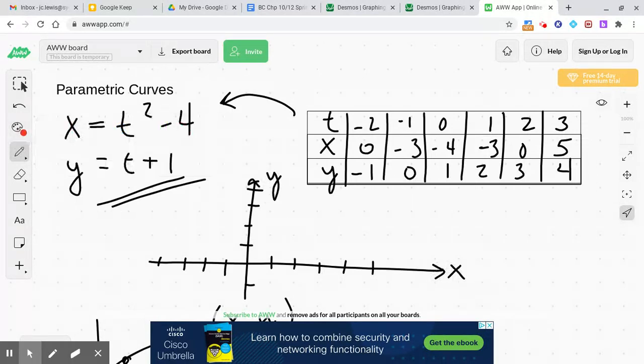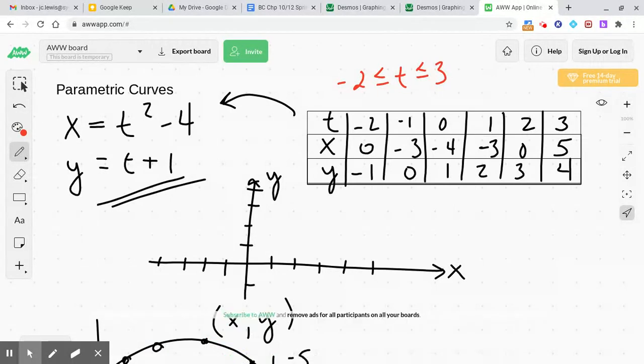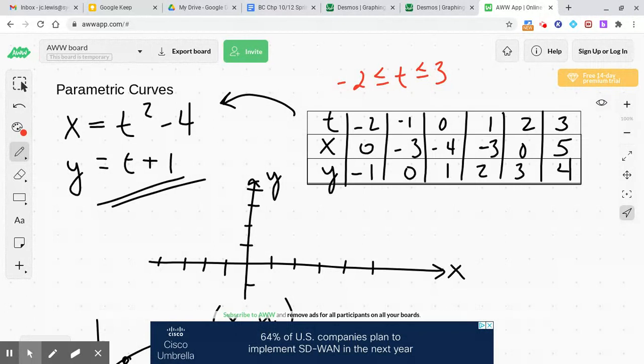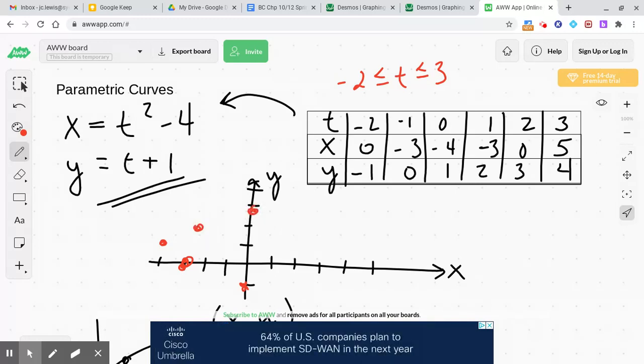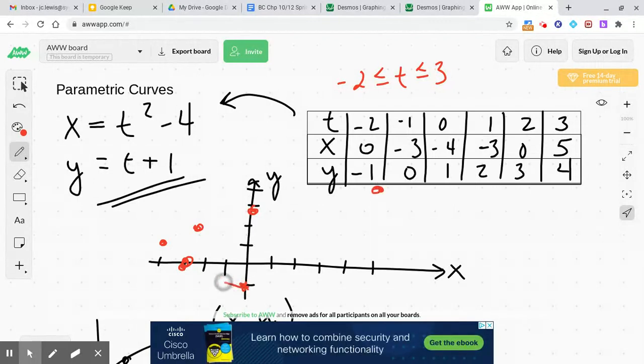So x and y, and we'll use maybe red. At time equals -2, and I chose an arbitrary starting point, I'm plotting this for a time between -2 and 3. As I start this off, I start at the point 0, -1, so I'm down here. Then I move over to -3, 0. Then -4, 1. -3, 2. 0, 3. And then I jump all the way at time equals 3 over to the point 5, 4, so I'm up here. So you can see this curve moves around that way.